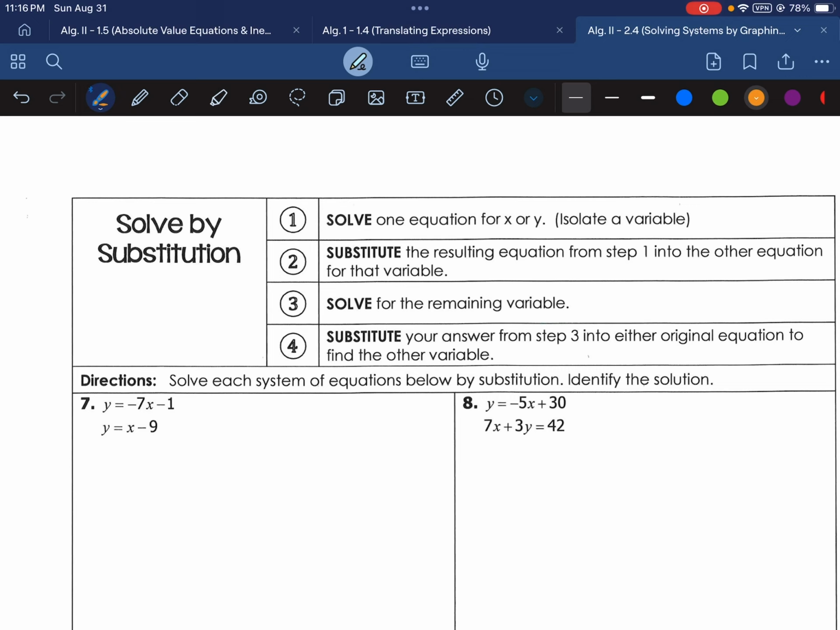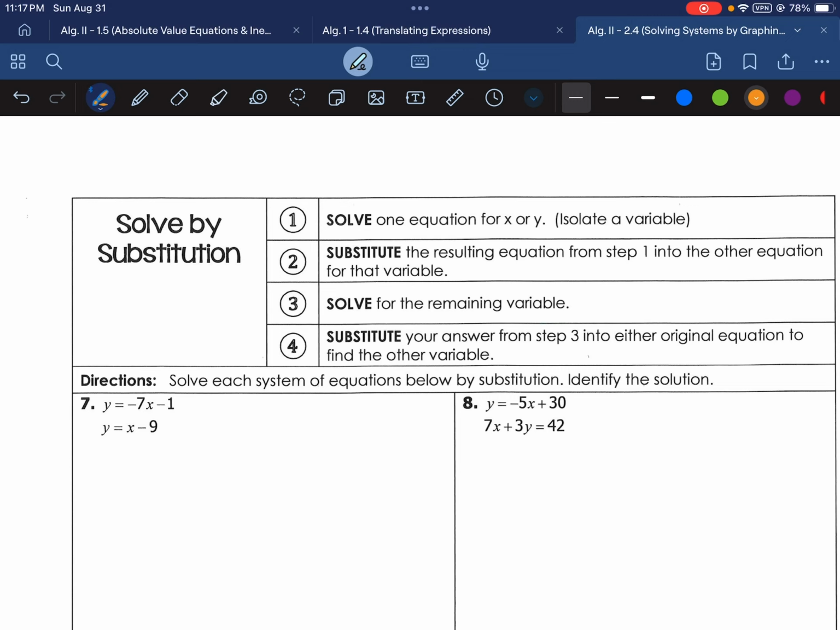It doesn't really matter which one we pick, but there will be easier variables most of the time to pick. And then we're going to substitute whatever we get from solving for the first variable into the other equation of the two, because we're going to have two equations for each of these. And once we do that, we're going to solve for the remaining variable. We'll show it here in just a moment on example 7.